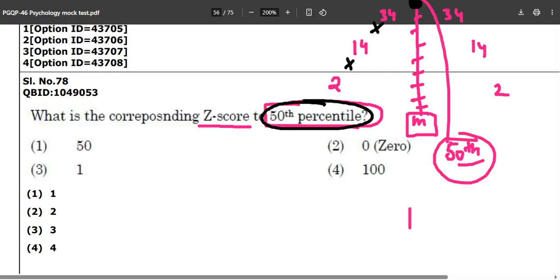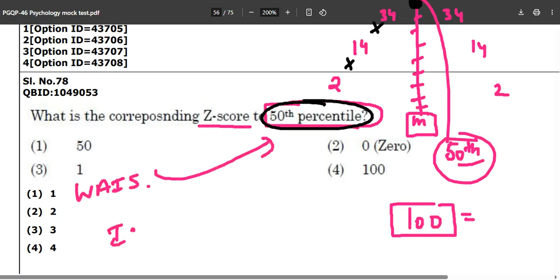Right, on the Wechsler Adult Intelligence Scale, what will be the score? It will be 100. So if I tell you that on WAIS someone is at the 50th percentile, what would his IQ be? Then his IQ will be 100. Okay, fair enough.